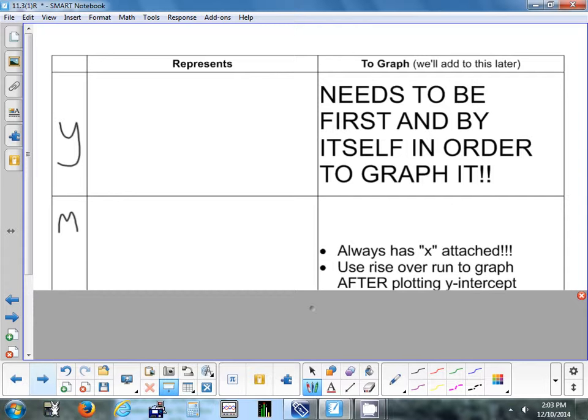All right, my rise, I have two choices. My rise can be positive or negative. If it's positive, what direction? Up. Negative? Down. This is exactly from the notes yesterday, so you might have to look back. For the run, positive, I go right. If it's negative, I go left. So that's what I mean. Where it says use rise over run, you have to plot the y-intercept first.